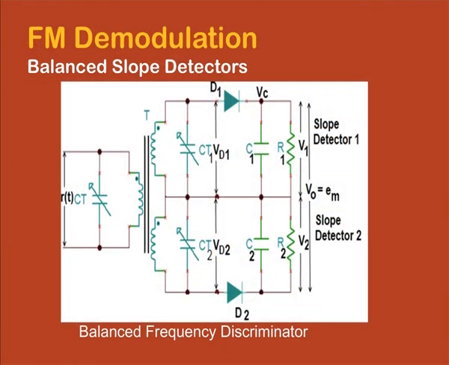So in the next slide we see the balanced frequency discriminator circuit. We have a transformer which is fed with the received frequency modulated signal, and we have a secondary coil where the upper coil is tuned to a frequency F01, which is higher than Fc, and the lower coil is tuned to another frequency F02, which is lower than the carrier frequency. And then we have two differential envelope detector circuits. There is a diode, there is an RC circuit, and then we get the output V0.